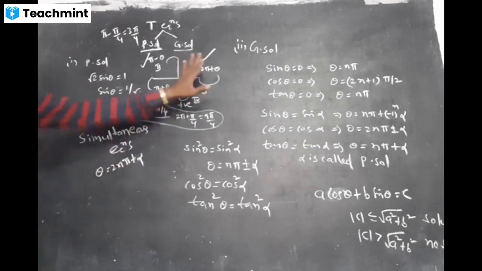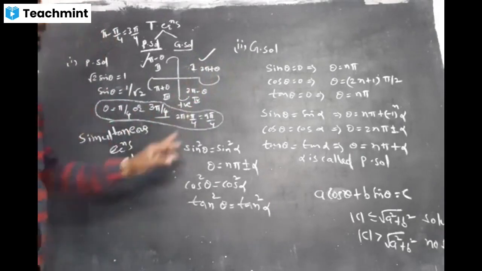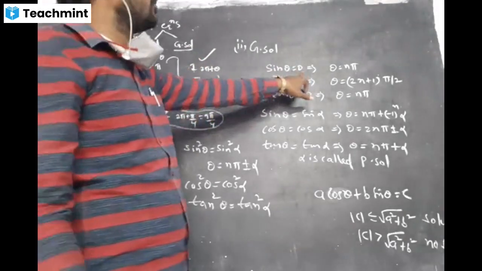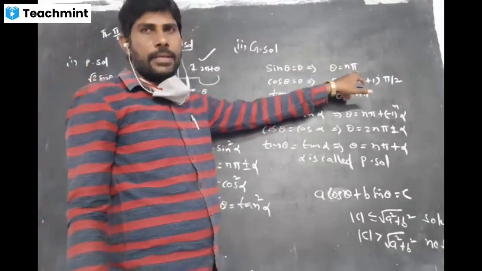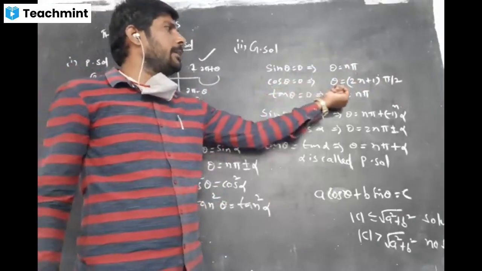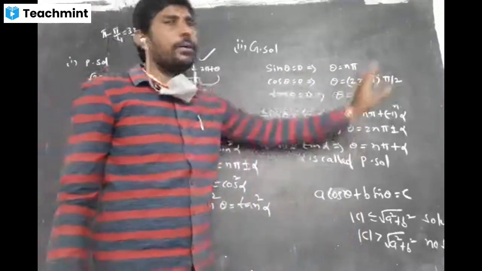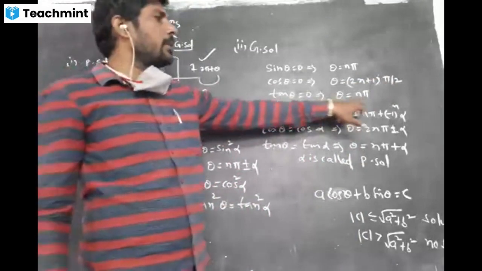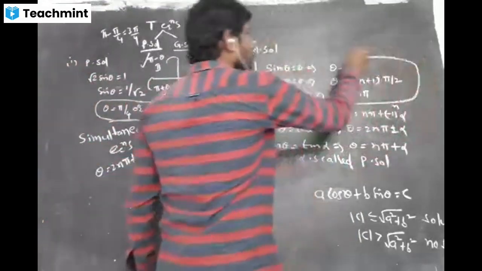Next one, general solution. Whenever sin theta is equal to 0, in that time our solution is theta is equal to n pi. Whenever cos theta is equal to 0, that time theta is equal to (2n plus 1) into pi by 2. And next, tan theta is equal to 0, in that time theta is equal to n pi. That is only for zeros.